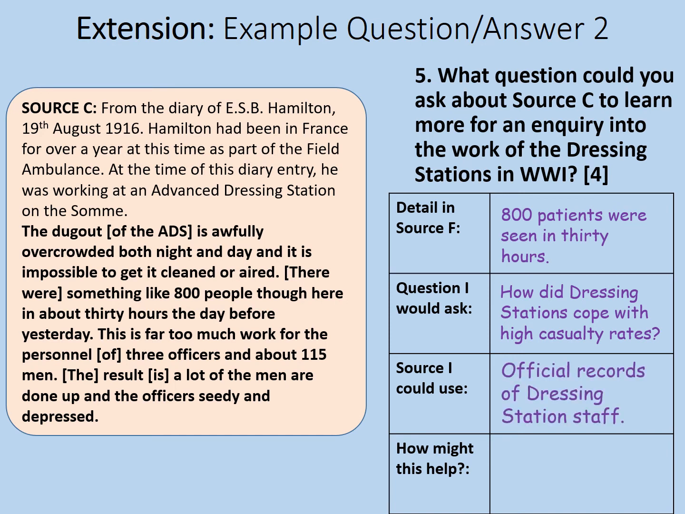A source I could use to follow it up would be official records of dressing station staff, a little bit like that statistical table that we had a look at earlier. Why might this help? Well, records may show if more staff were allocated prior to major attacks. This would be evidence of them preparing for the known number of casualties that they were expecting to get. All right, compare that to your own answer, make any improvements necessary, and then we'll move on.